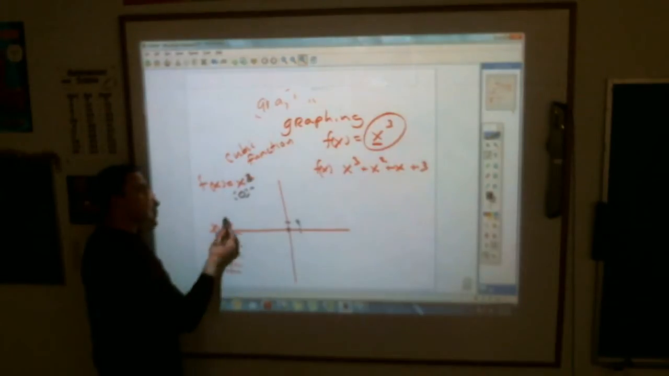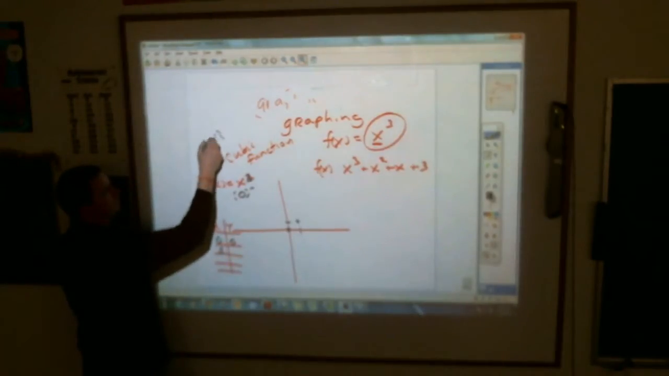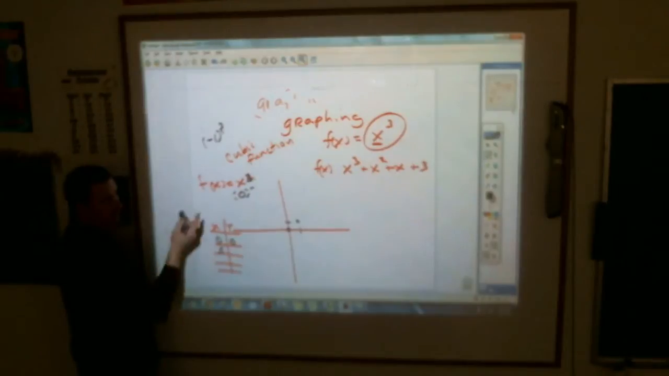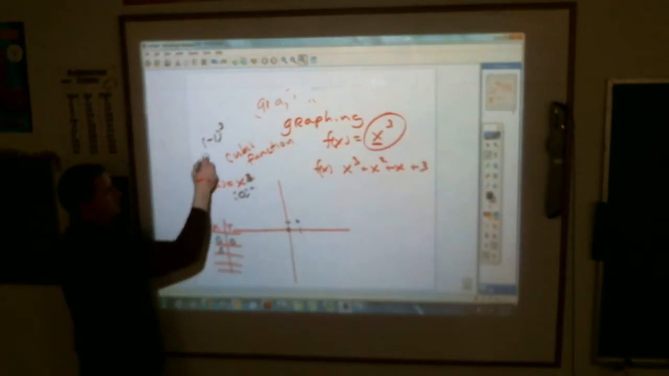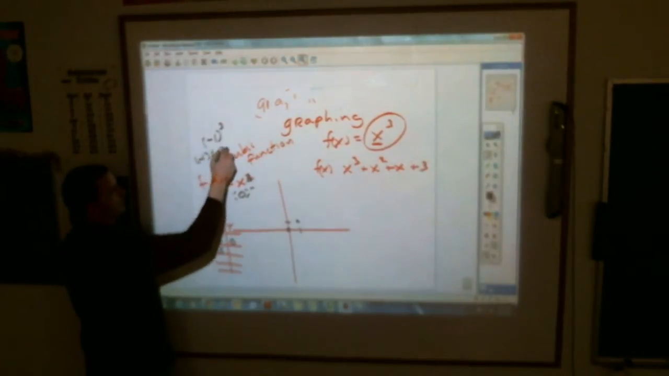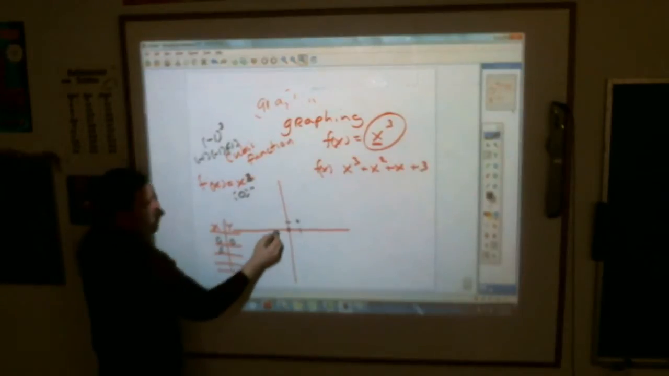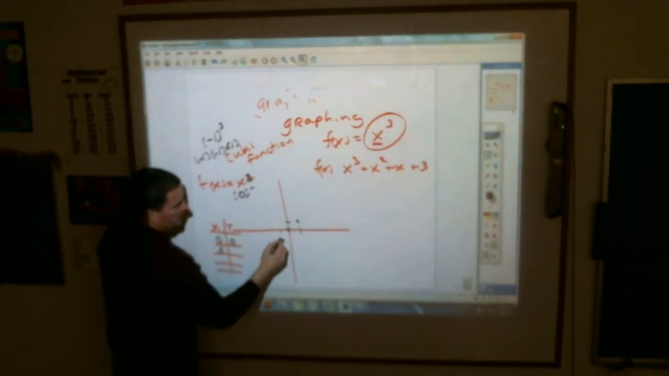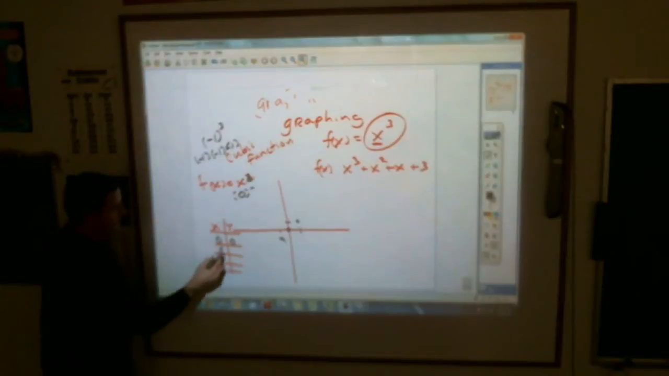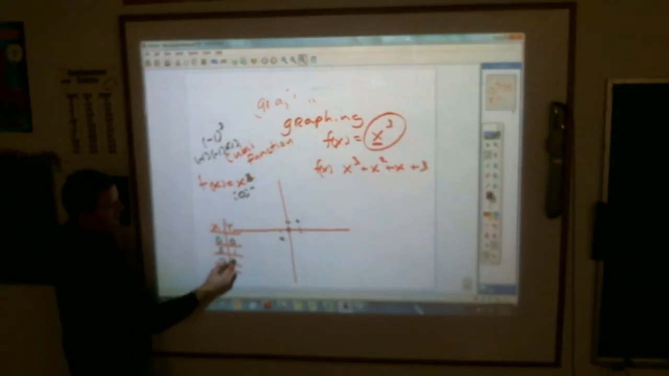If you put a negative 1 in for x, here's where it gets a little goofy. If you do negative 1 cubed, it's negative 1, because negative 1 times negative 1 times negative 1 is negative 1. So you end up with negative 1, negative 1. So 1 is 1, negative 1 is negative 1.